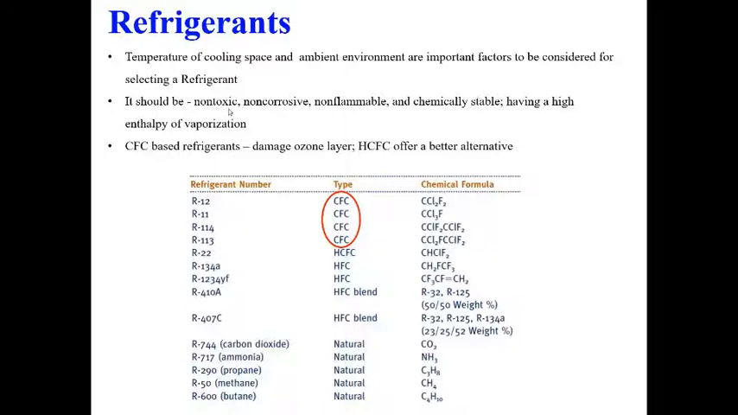And obviously your refrigerant should be non-toxic, non-corrosive, it should not be flammable, and it should be chemically stable. And it should also have a high enthalpy of vaporization so that less amount of refrigerant is required. It should also be cheap and cost effective to use.